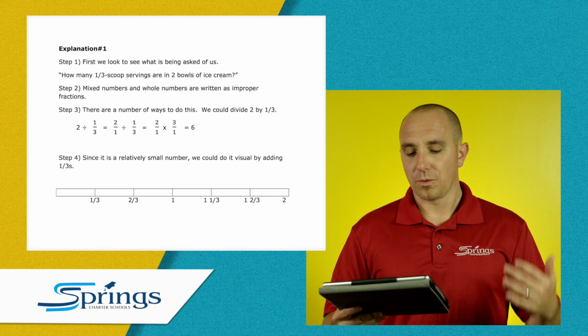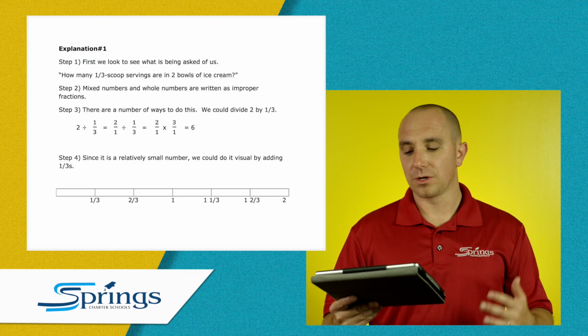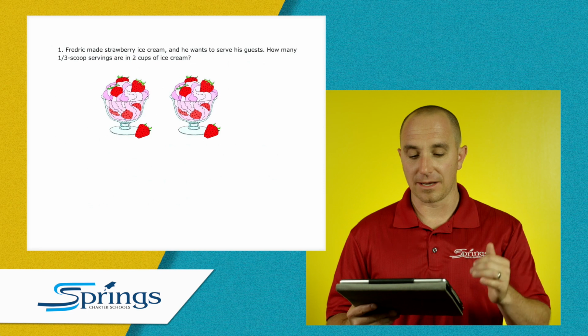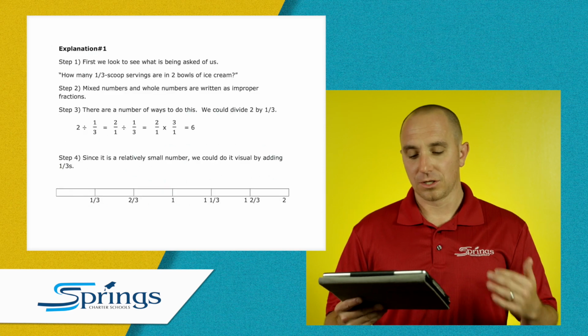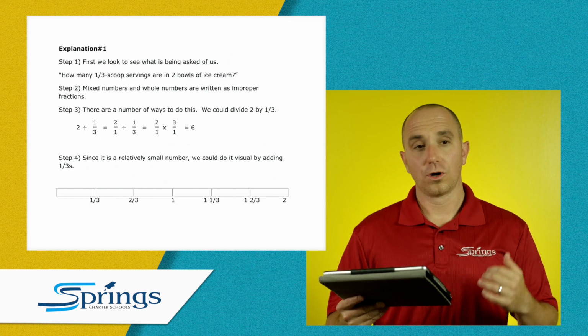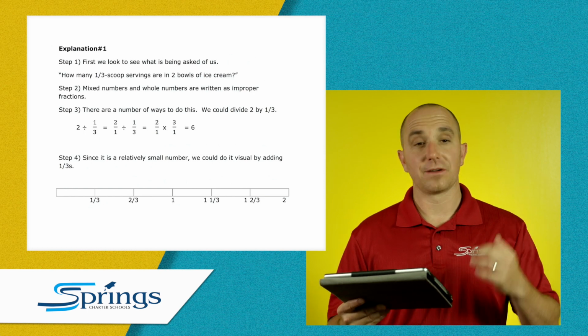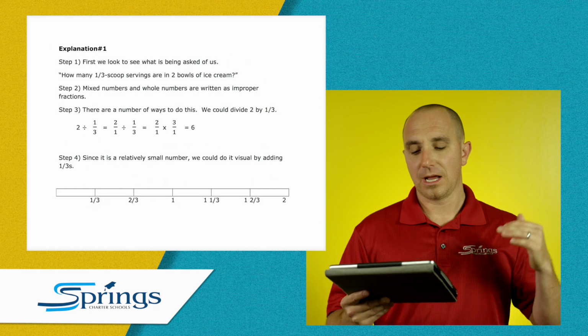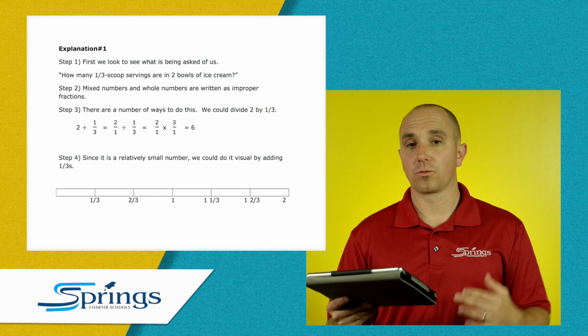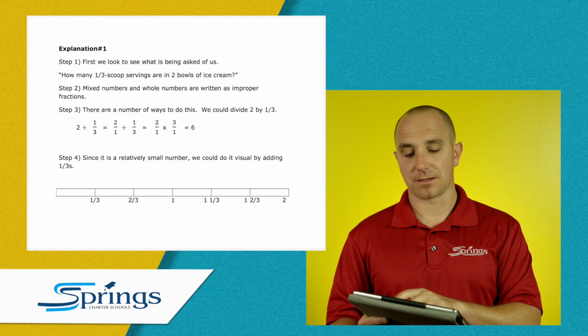We need to remember that mixed numbers and whole numbers are written as improper fractions, so keep that in mind. If you think about it, we want to know how many 1/3 are in 2 cups. So we have 2 divided by 1/3. Then we have 2 over 1 divided by 1/3. Then we have 2 over 1 times 3 over 1. 2 times 3 is 6, and 1 times 1 is 1. So we have 6 over 1, which is the same as 6.